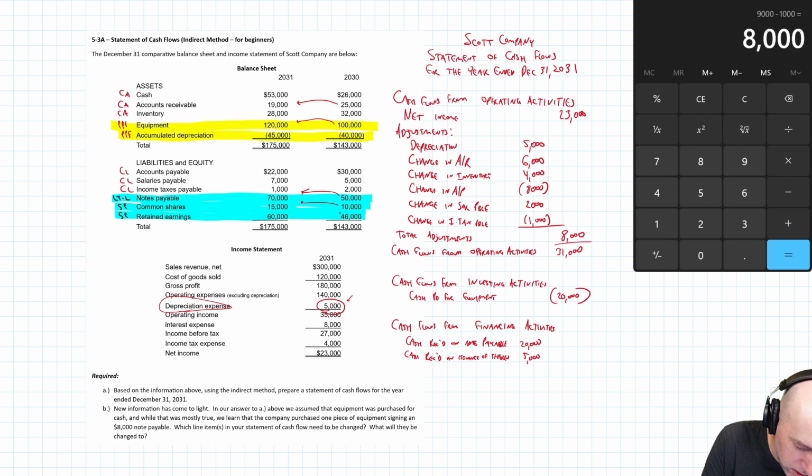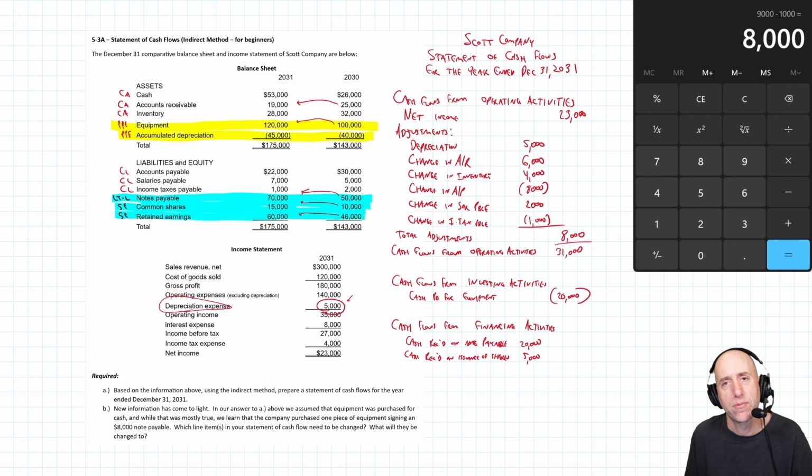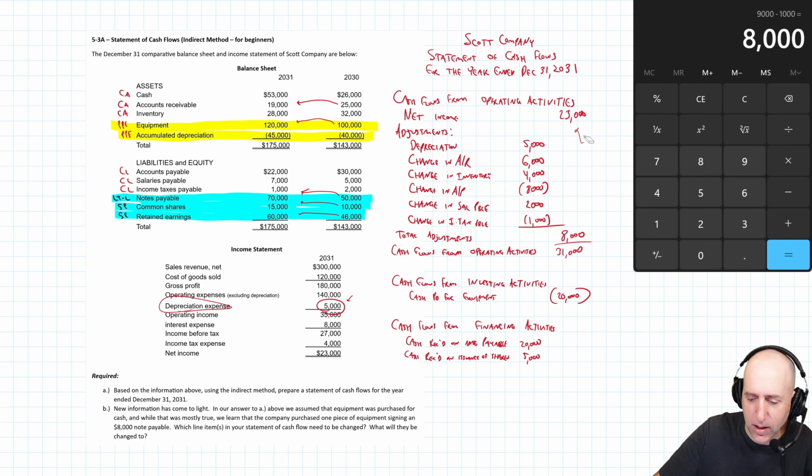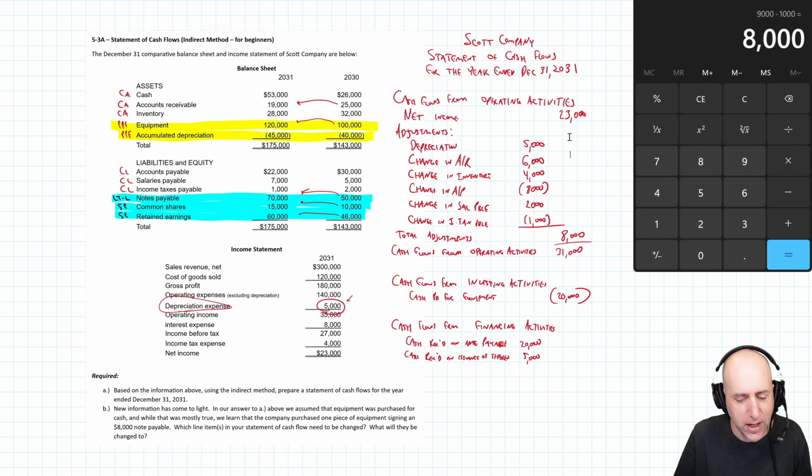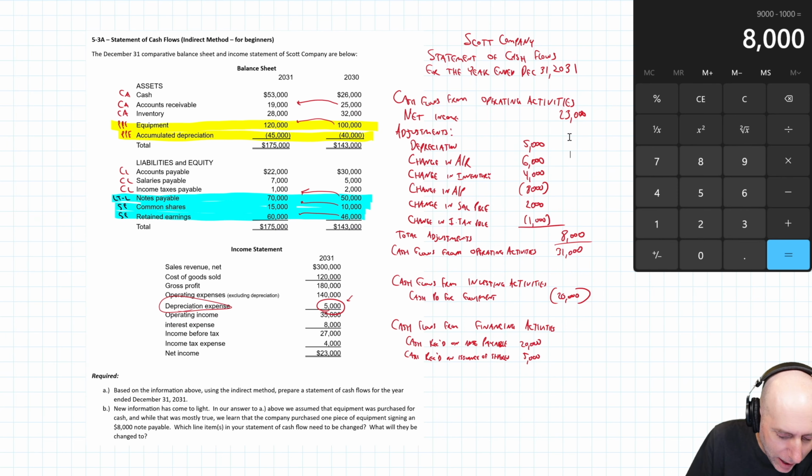The last one, retained earnings went up by 14. Well, what we're really looking for in a change of retained earnings is, did we pay any dividends? Because retained earnings changes by the net income. We've already coped with net income up here and grappled with the cash flow implications of a net income amount. But did we pay any dividends? Well, how will I know that?